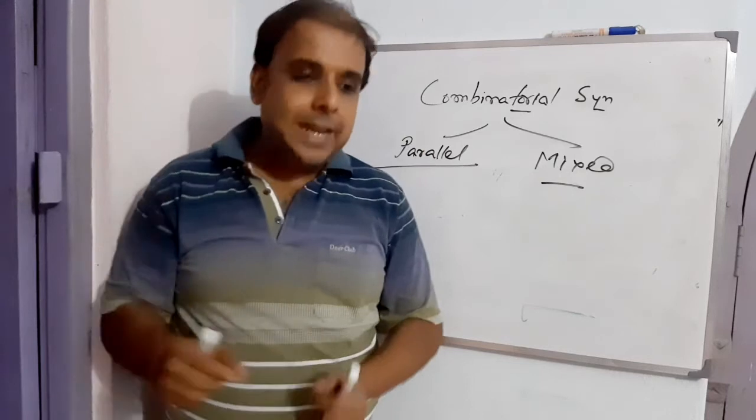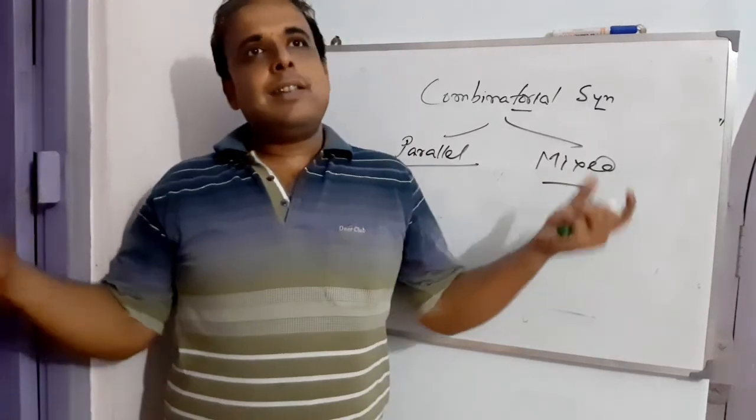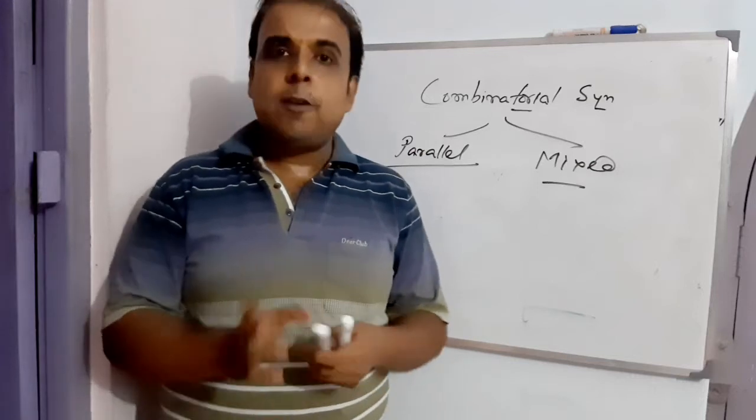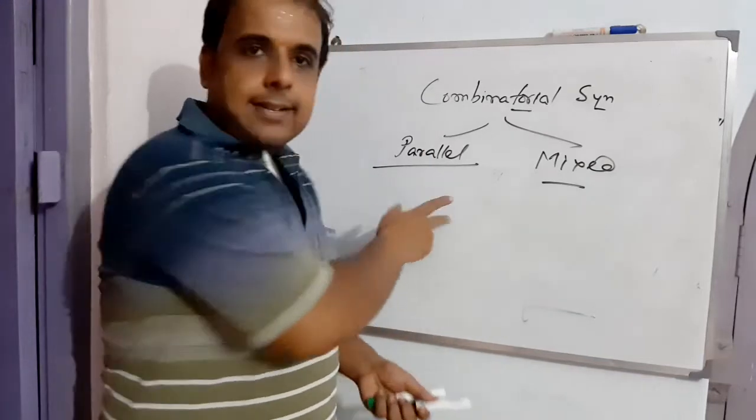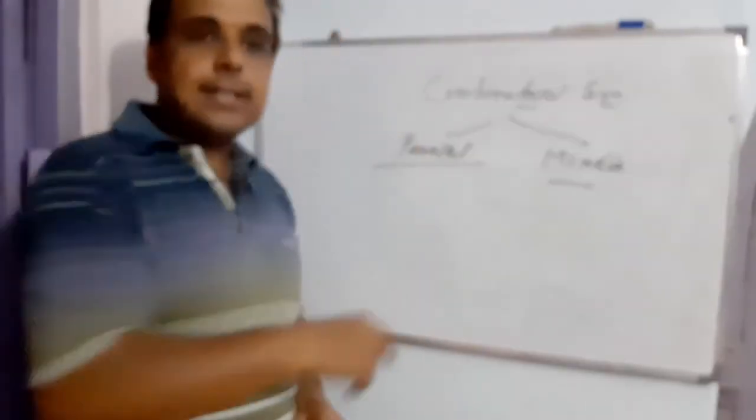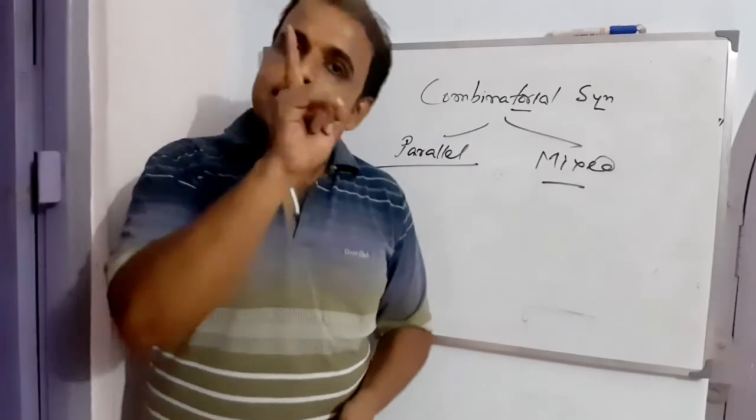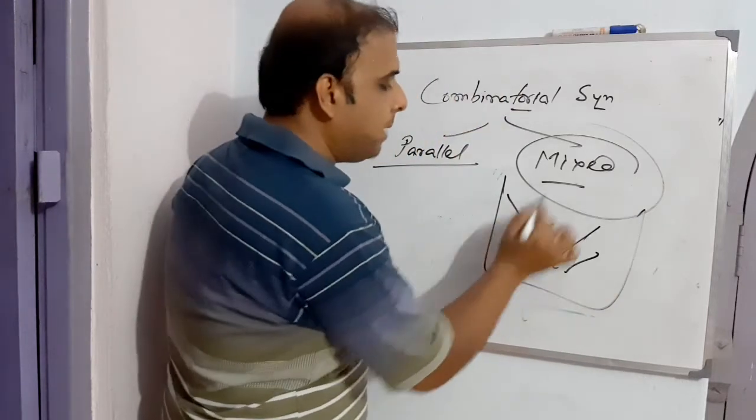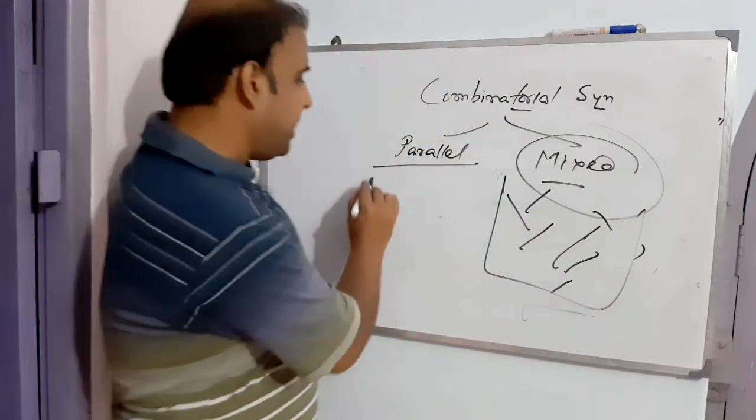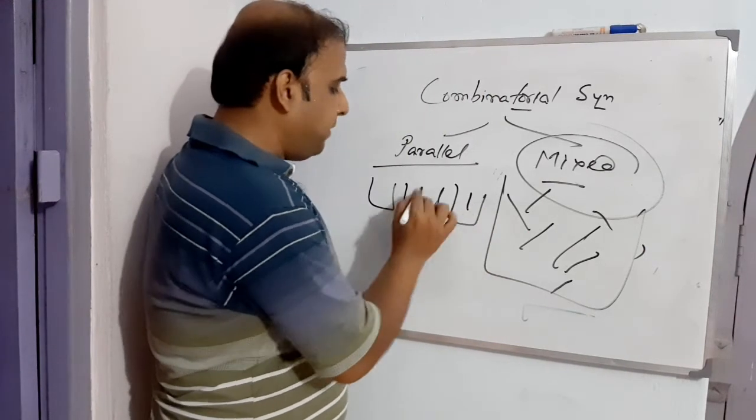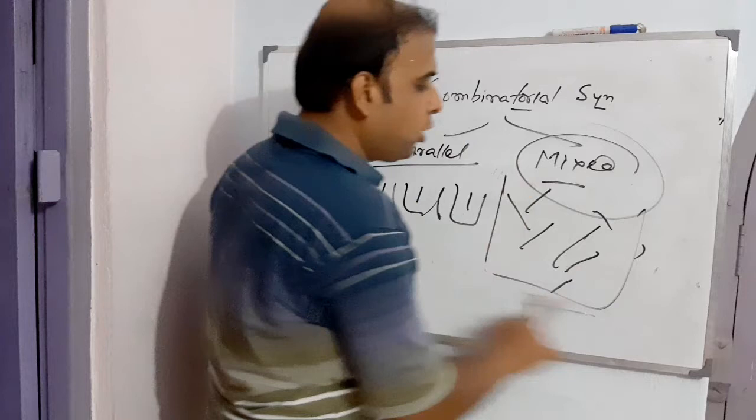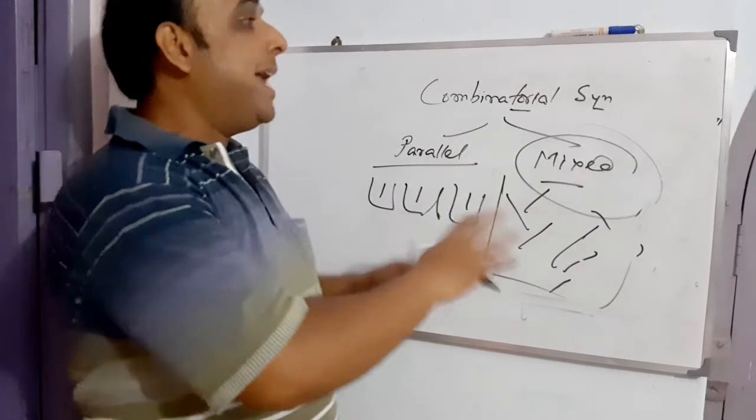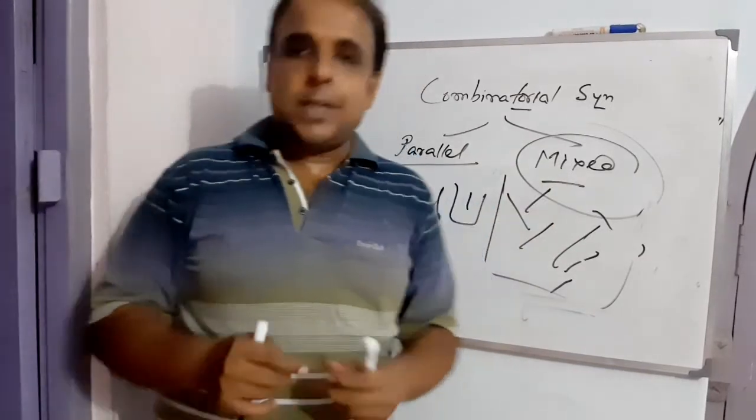Parallel combinatorial synthesis means here also you are going to get n number of compounds in the same time. So the time consumption is the same in both cases. But in parallel synthesis, in each and every vessel, you will get a single product. Whereas in mixed synthesis, in a common vessel, you can get multiple products. Got my point? So in different vessels you get a single product, and in the common vessel you get multiple products. This is the basic difference between parallel combinatorial synthesis and mixed combinatorial synthesis, right?